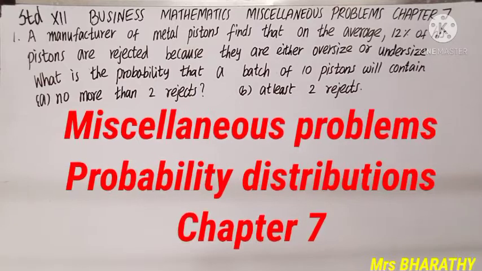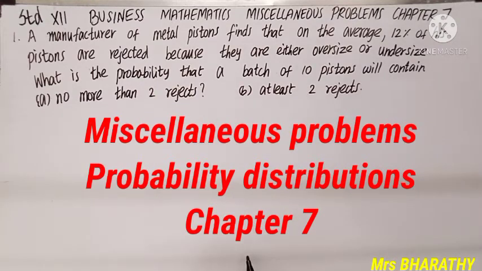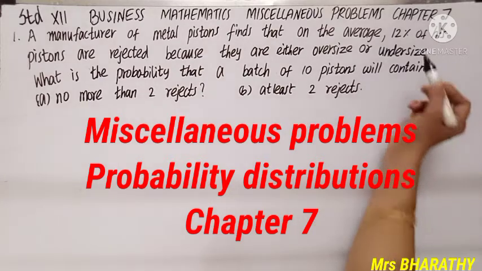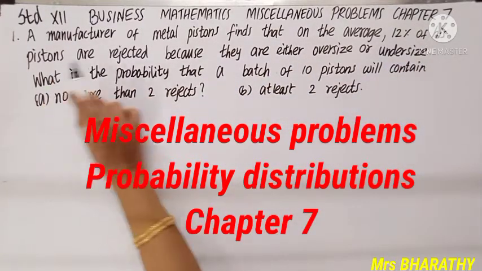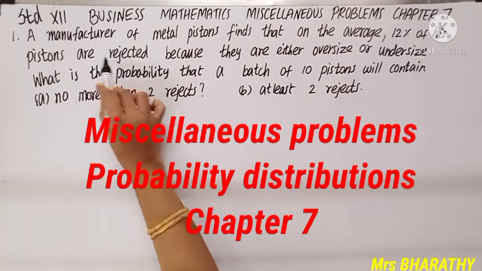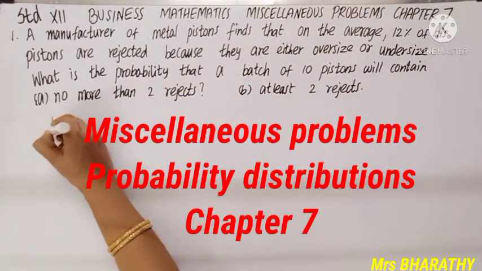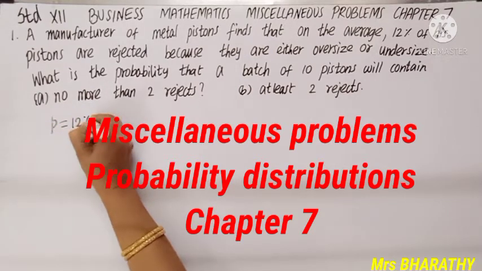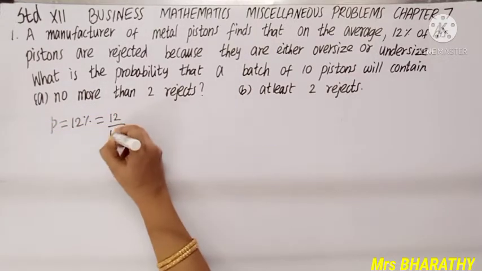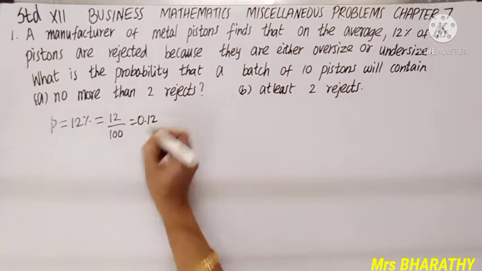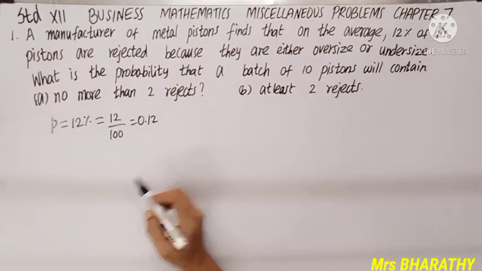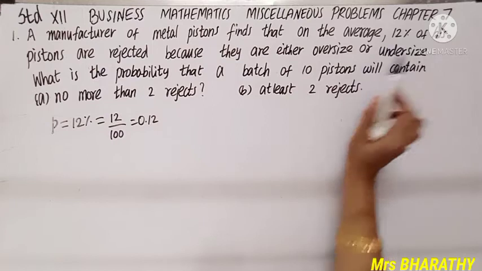Good morning, children. We proceed on to miscellaneous problems of chapter 7. Question number 1. A manufacturer of metal pistons finds that on the average 12% of his pistons are rejected. So rejected probability, let us call small p, that is 12%, or 12 by 100, which is 0.12. Because they are of oversize or undersize.